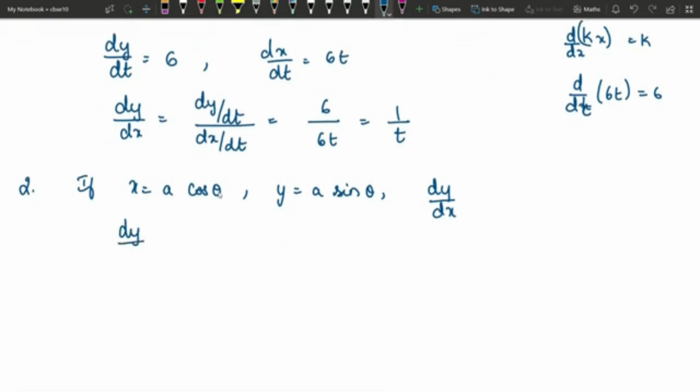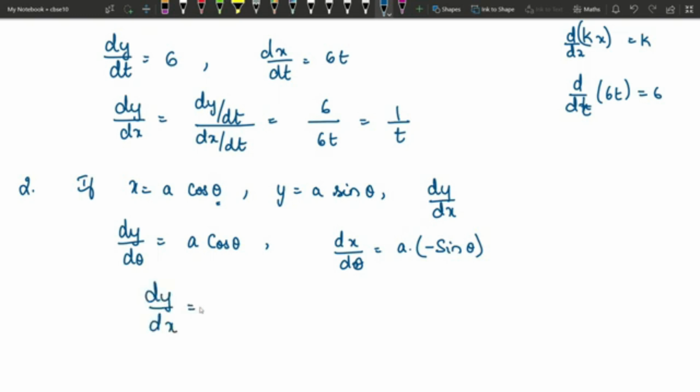Now, here what is a parameter? Theta is a parameter. First, we will find dy by d theta. A is a constant. We have to write it as it is. Now, derivative of sin theta is cos theta. Then, dx by d theta we have to find. Again, a is a constant into derivative of cos theta is minus sin theta. Now, what is dy by dx? dy by dx is dy by d theta, which is a cos theta, divided by minus a sin theta.